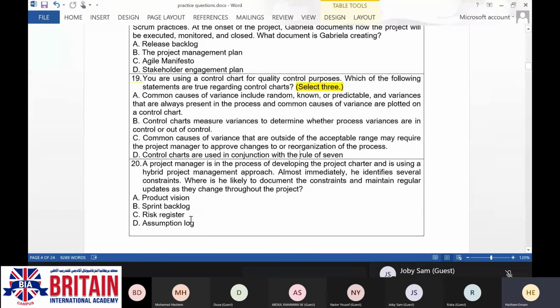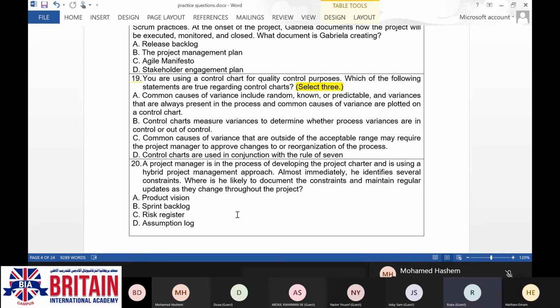Okay. Now, Ruba, yes, Haitham, question number 20, please. A project manager is in the process of developing the project structure and is using a hybrid project management approach. Almost immediately, he identifies several constraints. Where is he likely to document the constraints and maintain regular updates as they change throughout the project?